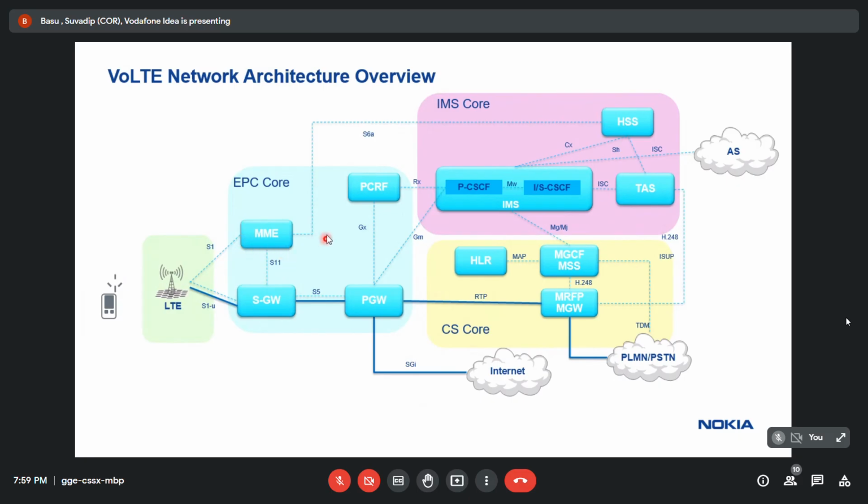Okay, now you have entered the evolved packet core. Inside the evolved packet core, there are certain interfaces. Okay, now let us say the MME to S gateway. Okay, this interface is called the S11 interface. Okay, now this is again a control interface, you see here in the dotted line.